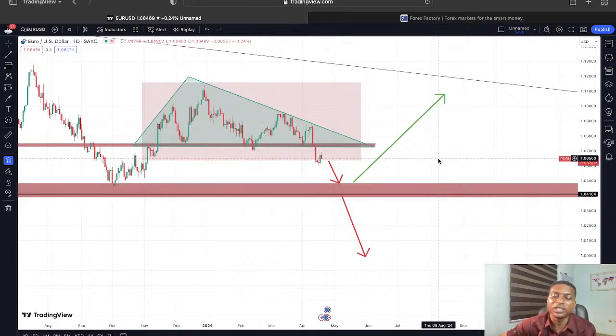Trade what you see, not what you feel. So it's not about emotions or feeling. It's about logic. It's about what you can see. It's about the reality before you.